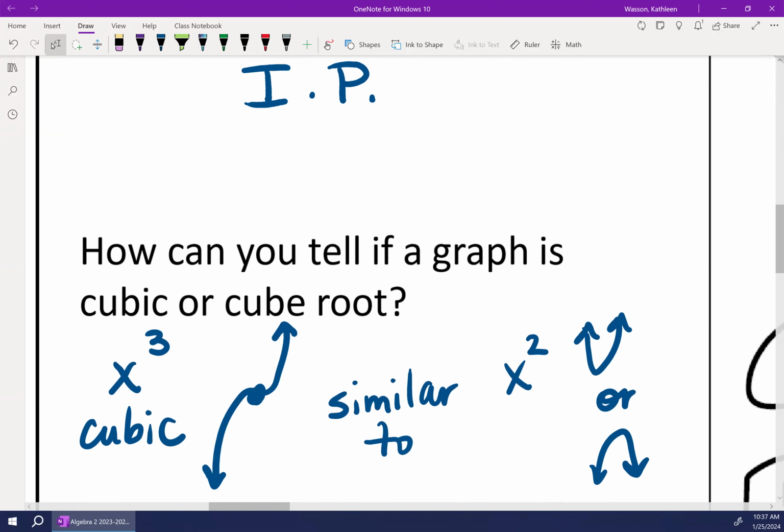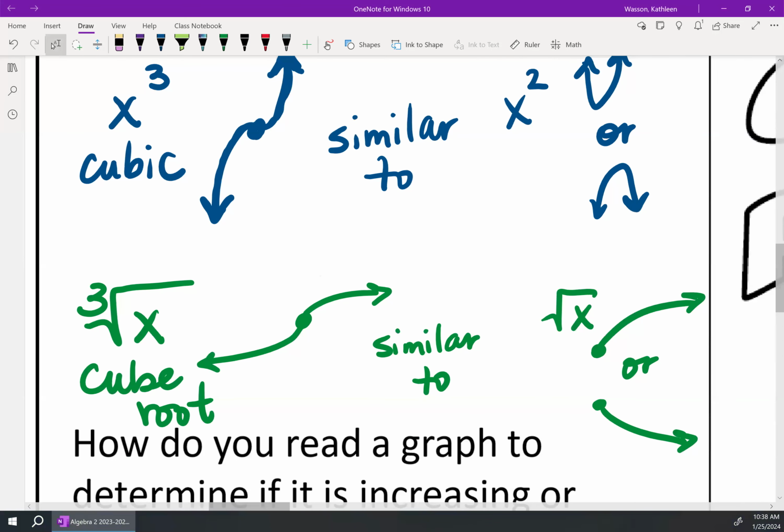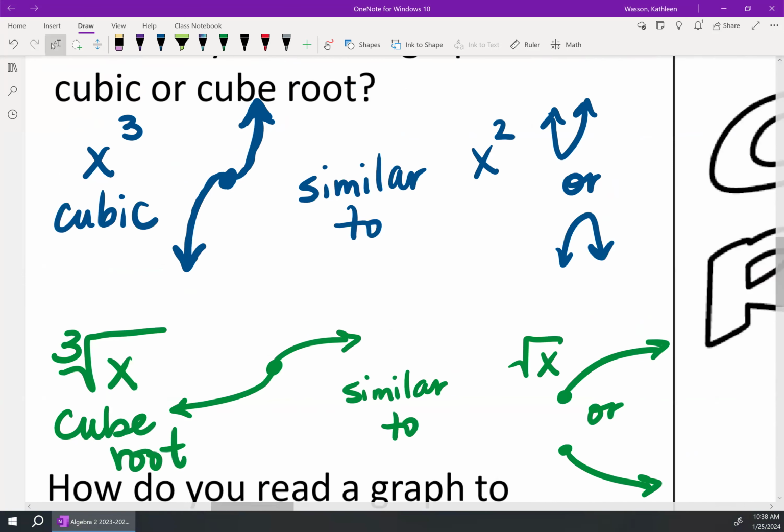You can tell if a graph is cubic if it is an up and down graph. Cubic is actually up and down. Half of the graph opens down and half of it opens up, and that might remind you of a quadratic graph, x squared, which either opens up or opens down. But to differentiate that, a cube root graph is a side-side graph.